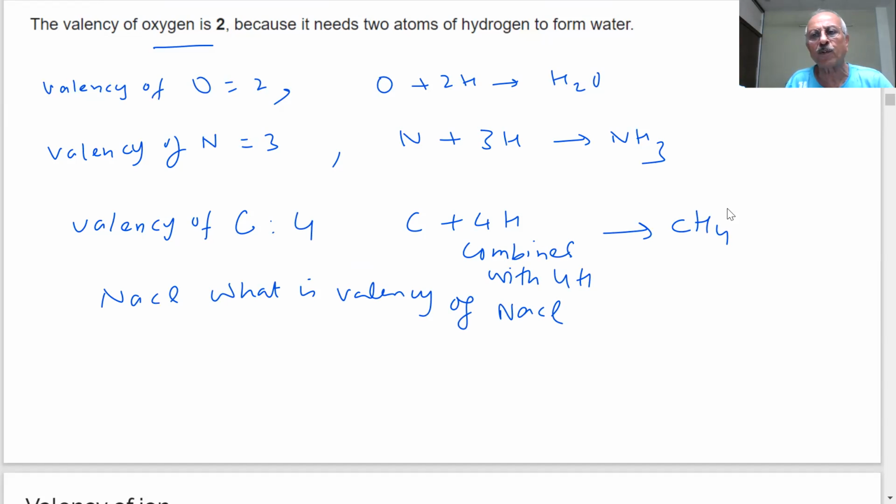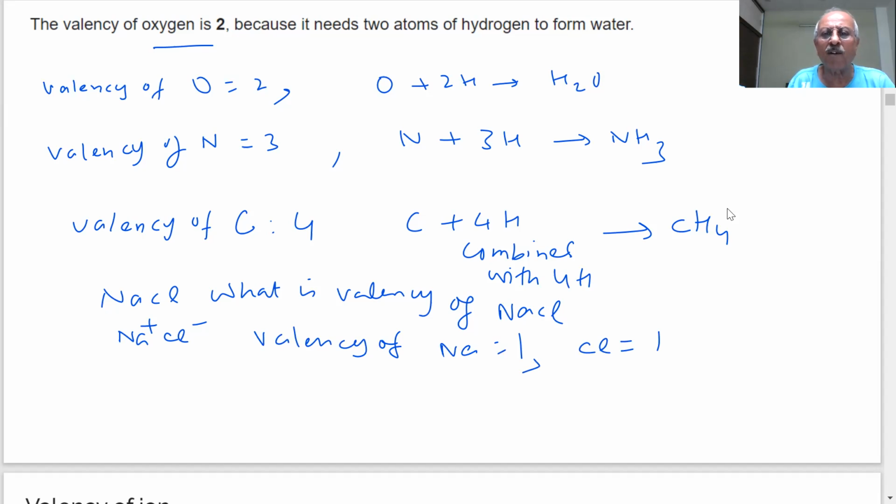At the same time, we have just shown you, in this case, sodium becomes sodium plus, Cl becomes Cl minus. Sodium loses 1 electron and Cl gains 1 electron. Therefore, we are saying valency of sodium is 1, chlorine is 1. So you can see this is a way of representing the valency, old concept, which we are using, by using how many atoms of hydrogen, directly or indirectly, they are combining. Is it clear?